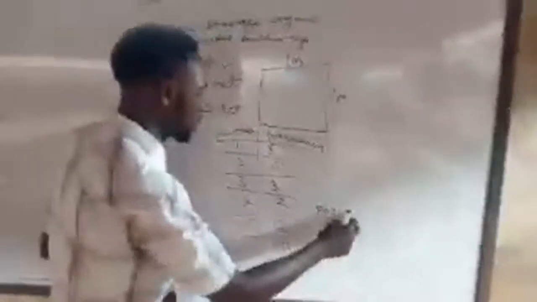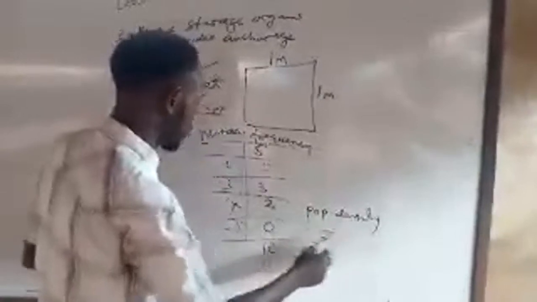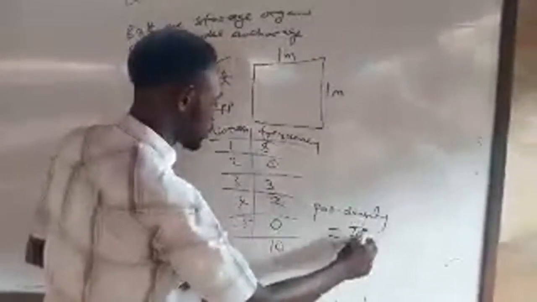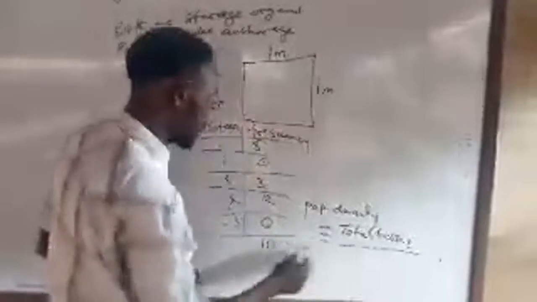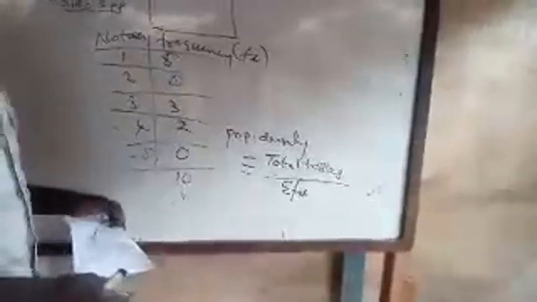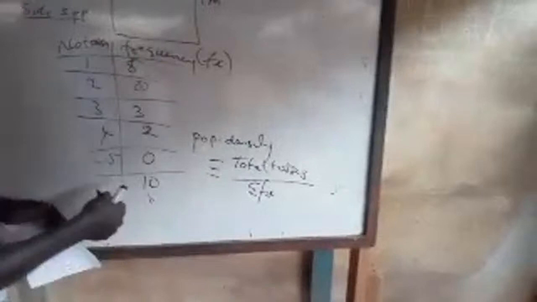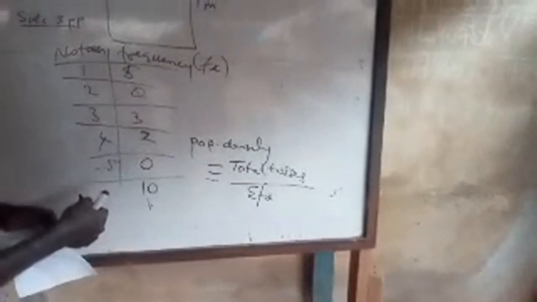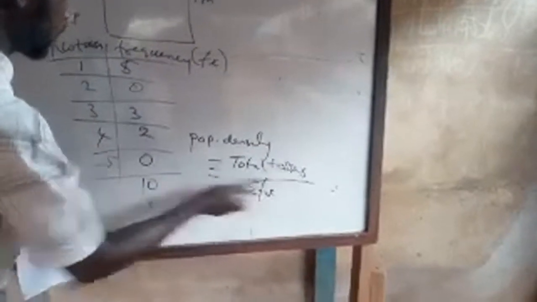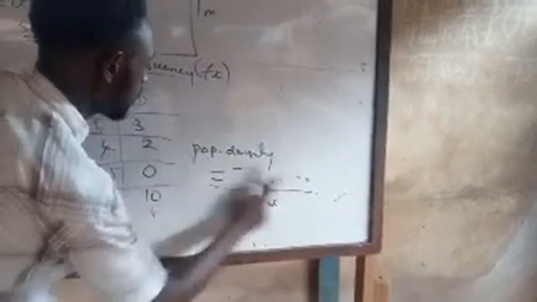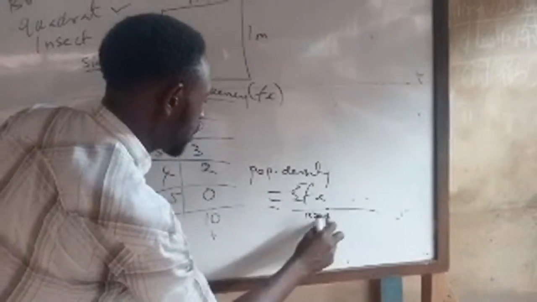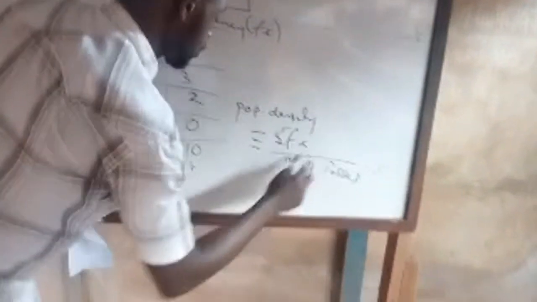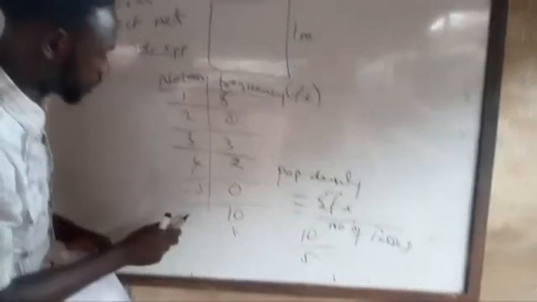Then, what should be your population density? In this case, your population density is equal to the summation of fx, which is the frequency, all over the total number of tosses. You know what I mean? If here is our fx, the summation of the frequency will give us 10, and the total number of tosses is 5. So that's sigma fx all over number of tosses. What do we have? 10 over 5.